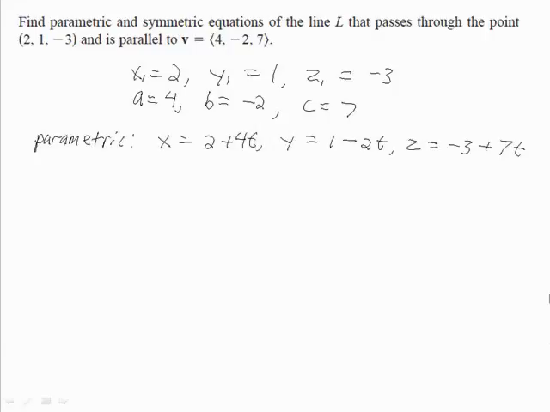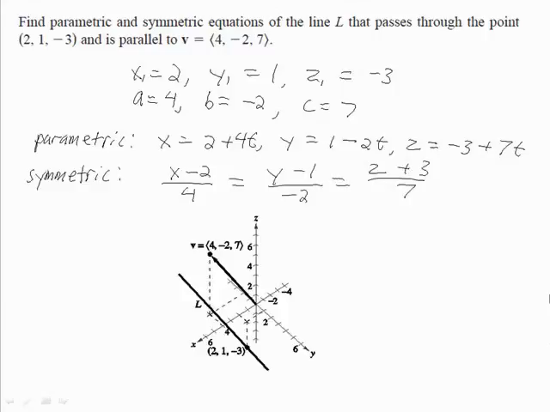Because a, b, and c are all non-zero, a set of symmetric equations is the quantity x minus 2 divided by 4 is equal to the quantity y minus 1 divided by negative 2 is equal to the quantity z plus 3 divided by 7.